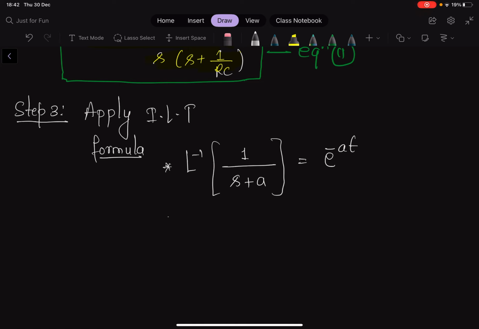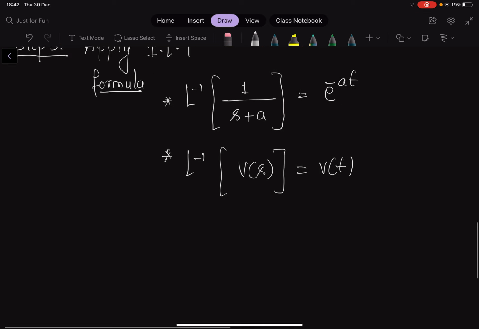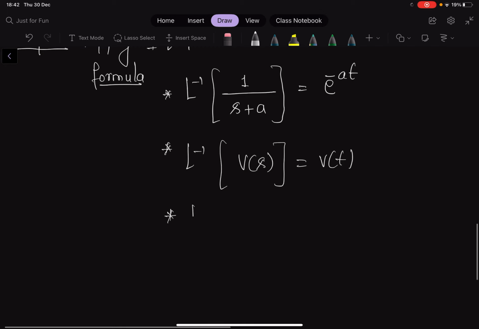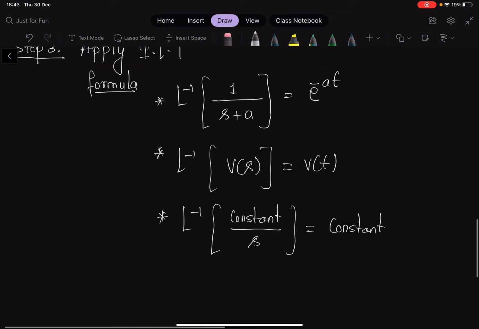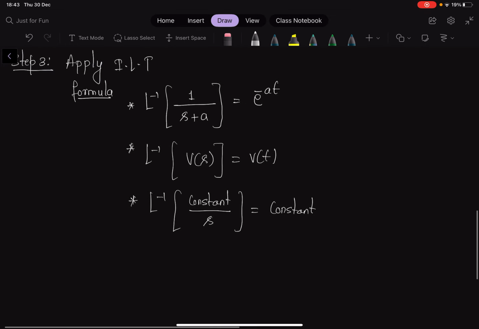There is another Laplace transform we're going to use. It is basically the inverse Laplace of Vs. Inverse Laplace of Vs is going to be Vt. And then the last one we need to use is a constant. Remember, in inverse Laplace, we'll definitely get some constant over there. So anything constant, constant divided by s, is going to be constant. It's exactly the same formula, just the opposite of the time domain one we did. So those are the three formulas we have to use.